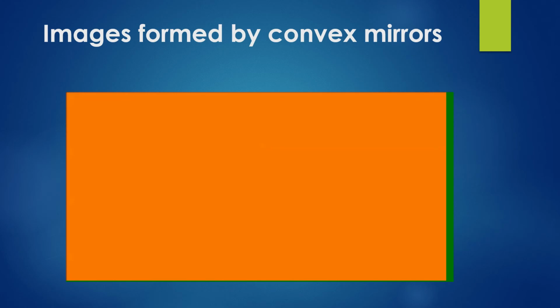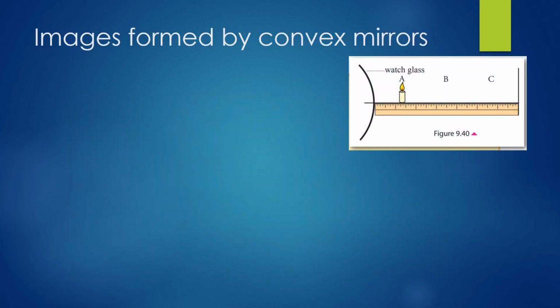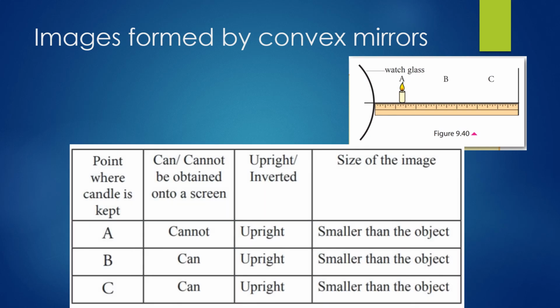So in all the instances where the object is placed, the size of the image is always smaller than the object. And also it is an upright image.